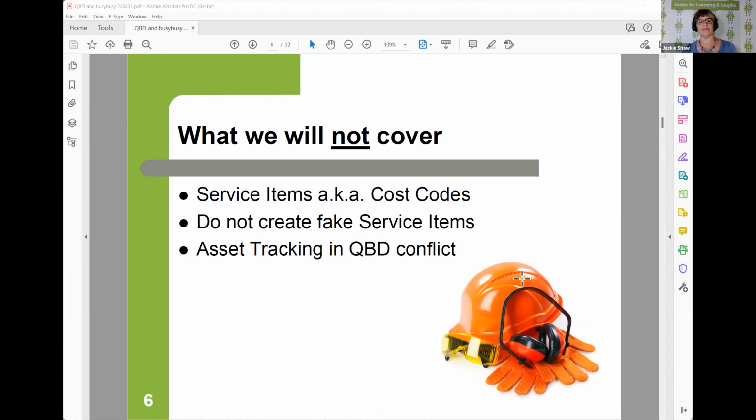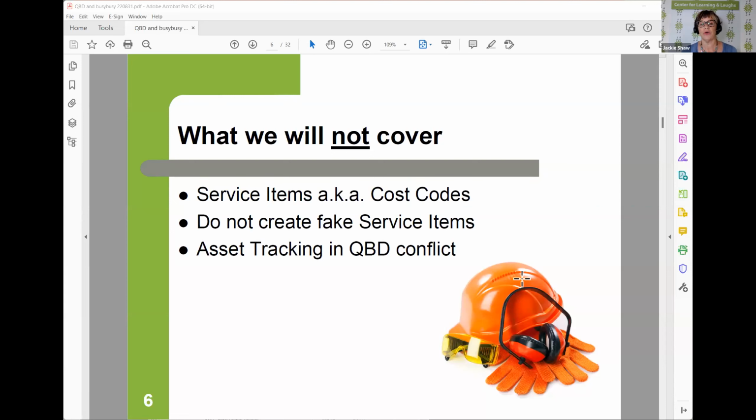We're also not going to cover the service items, AKA cost codes. That is also linked to payroll and BusyBusy. And it's important to understand that not everyone uses service items, so they're really valuable. Service items, cost codes, that means, are you doing demo or finished carpentry? What are you doing out in the field? Are you running a piece of equipment? Or are you using hand tools? Those are the kinds of things that can come up for service items.